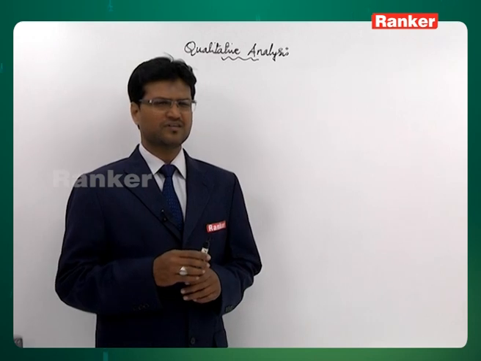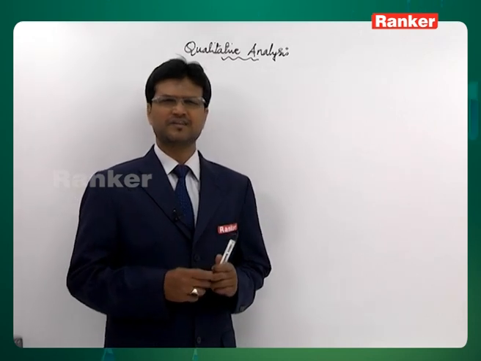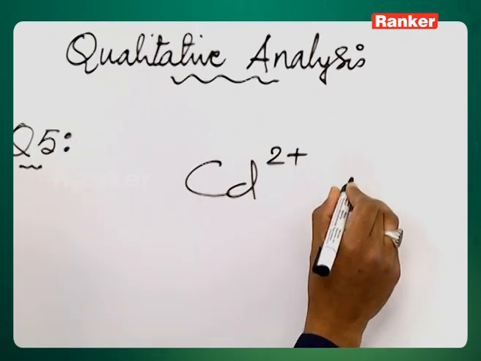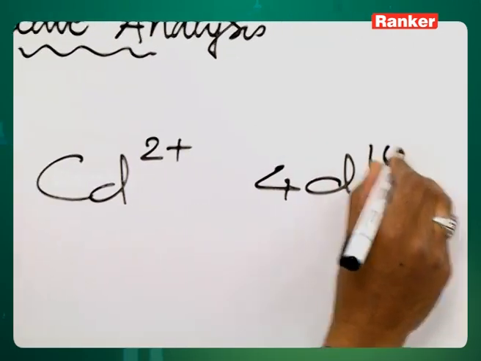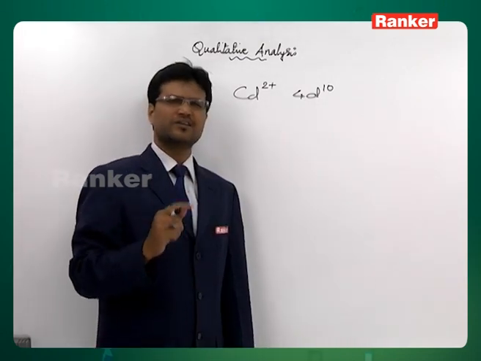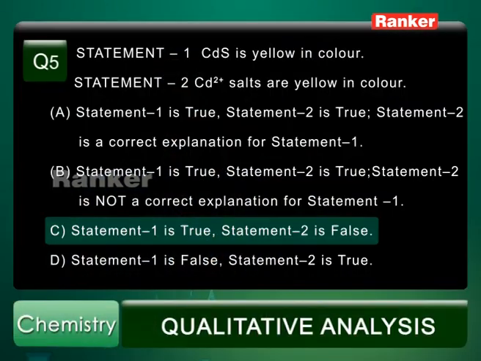Other cadmium salts are not colored because cadmium 2 plus is d10, Cd2 plus is 4d10. Therefore, Cd2 plus salts are colorless. Cadmium sulphide is colored because of polarization. So, the correct answer is C, that is statement 1 is true, but statement 2 is false.